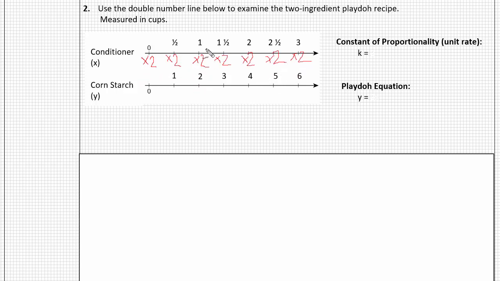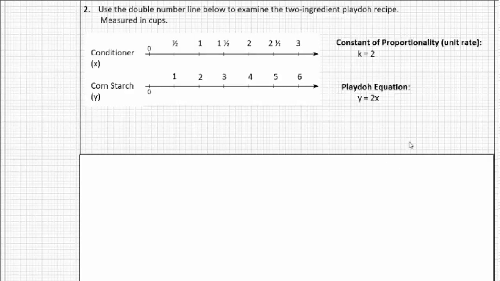It certainly does. You could have also said, well, right here, when x is 1, the cornstarch is 2, so this must be our unit rate. So a couple different ways to find it, but that is our constant of proportionality. Therefore, our constant of proportionality, or the unit rate for this recipe, is 2. And for the Play-Doh equation, the amount of cornstarch we need, y, is equal to 2 times the x variable, which is the amount of conditioner we put in. So our equation is y equals 2x.